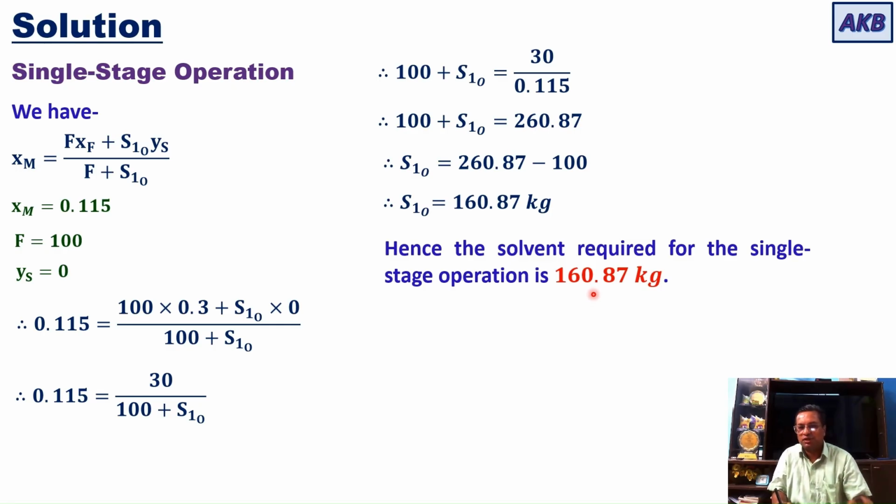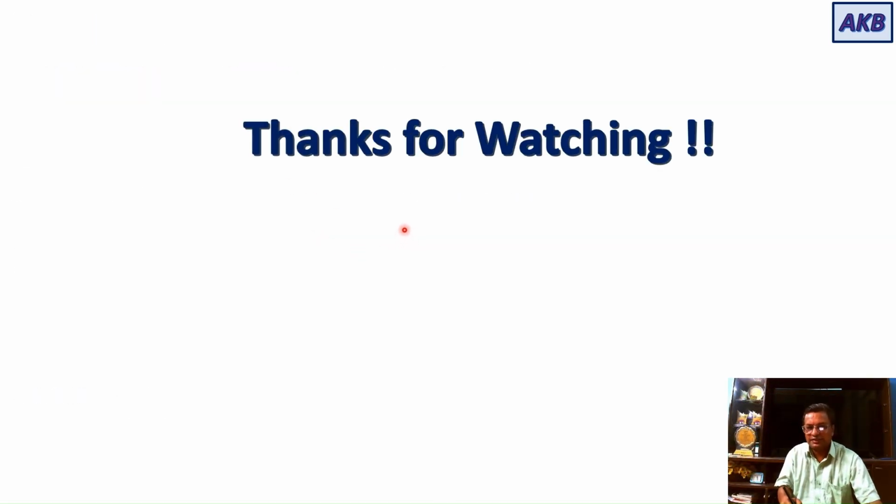So with this, I end my discussion for this numerical. Here we have solved a numerical in two parts. In the first part, we have found out various quantities, raffinate and extract phases for 3-stage cross current operation. And in the second part, we have got the amount of solvent that is required if the operation is carried out in a single stage in order to get the same final raffinate composition as was obtained with the 3-stage cross current operation. So with this, I end my discussion for this particular numerical.